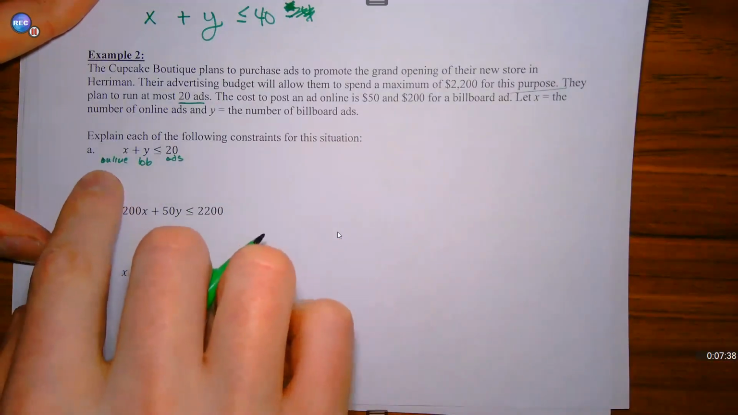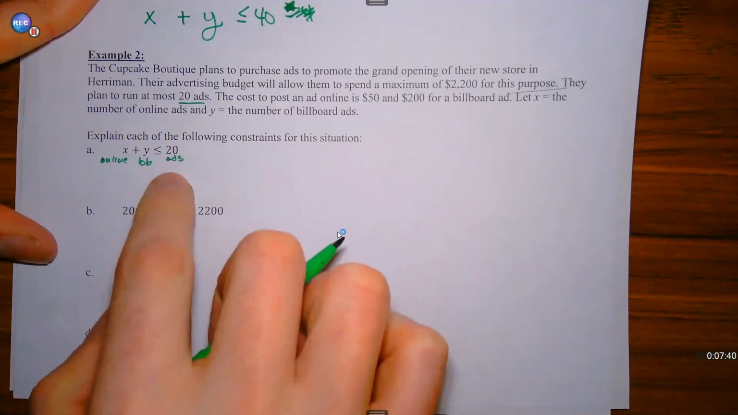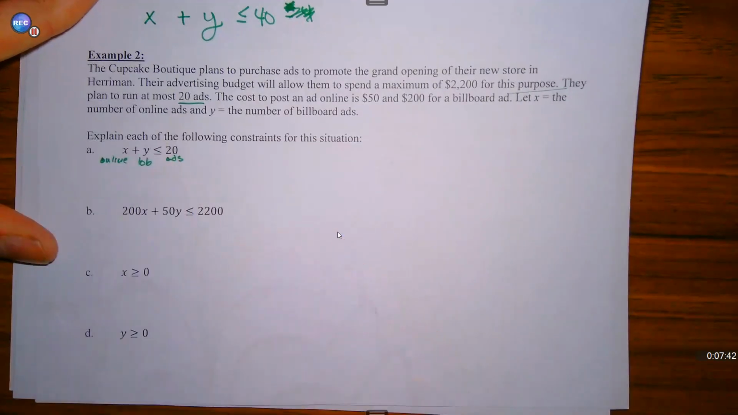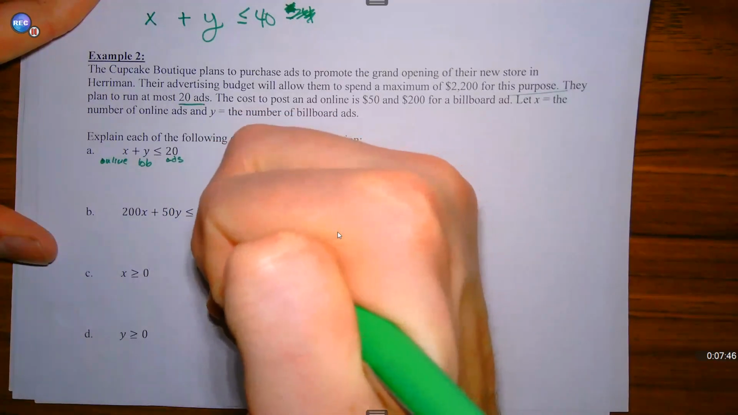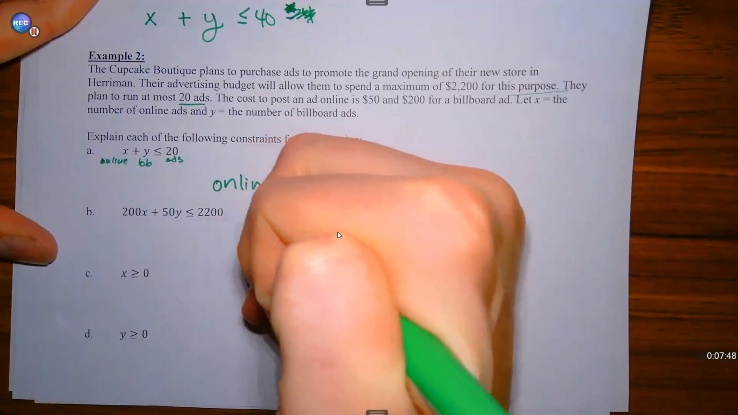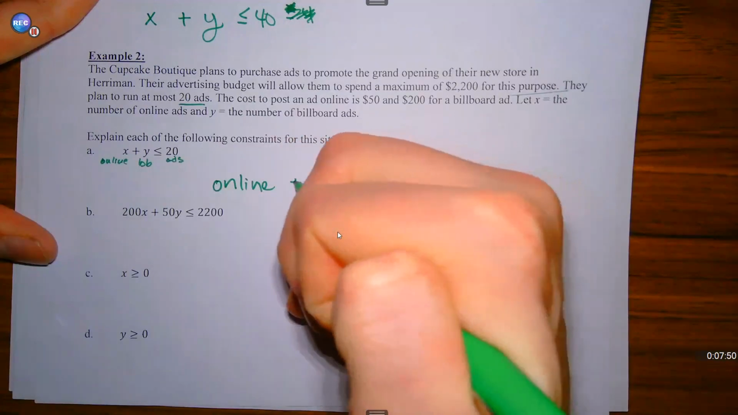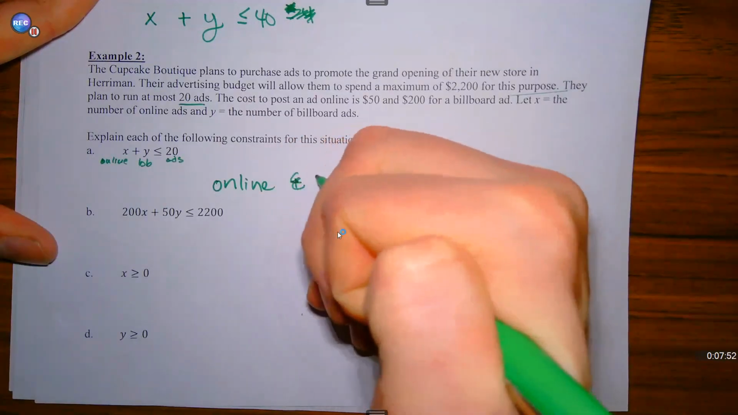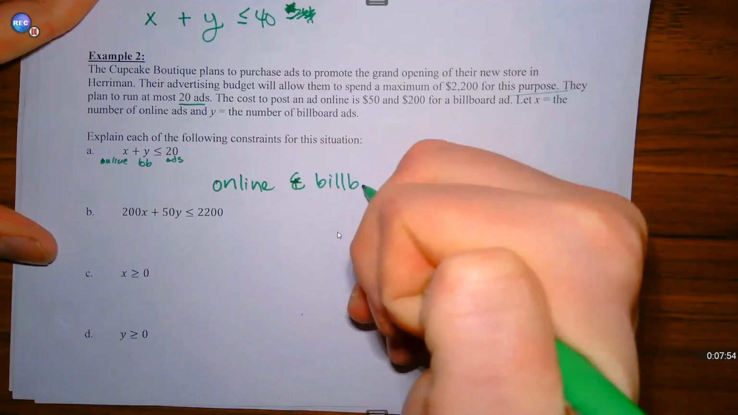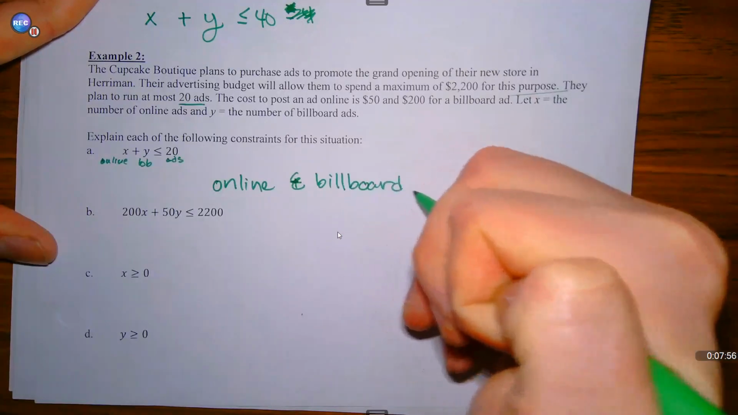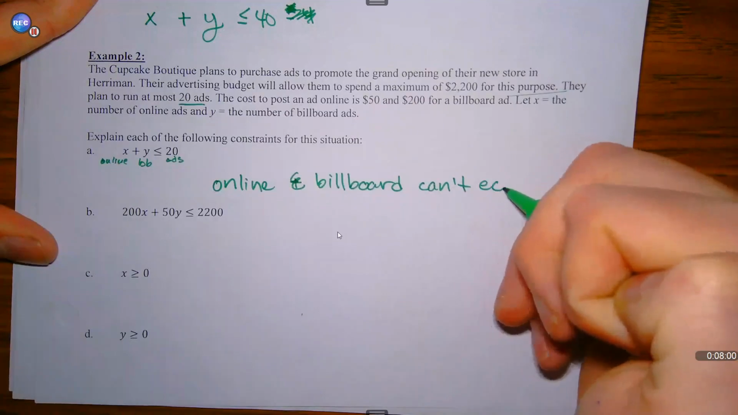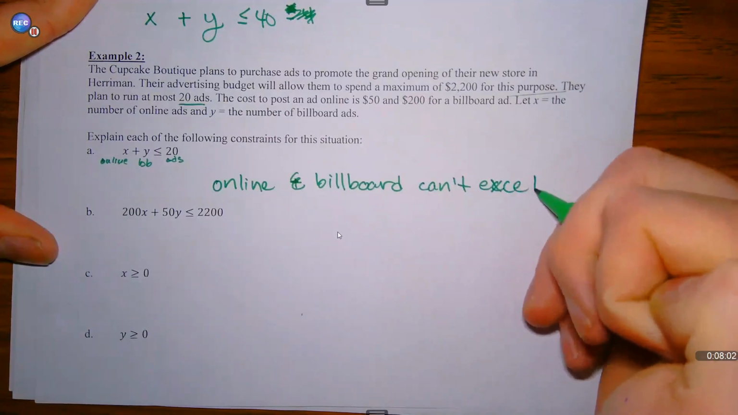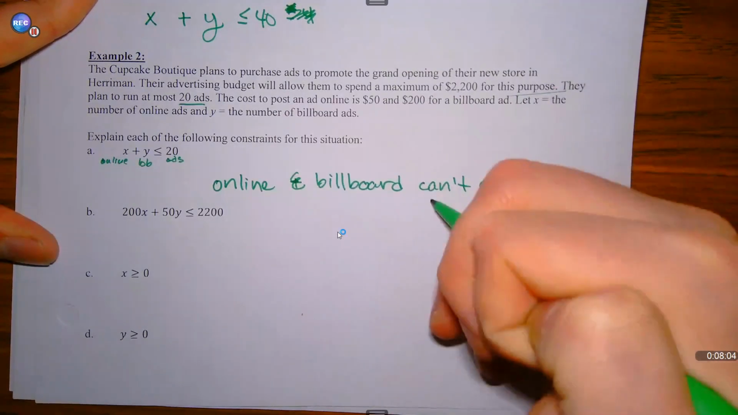Okay, so what is it telling us? Well, we have online ads plus billboard ads should be less than or equal to 20 total ads. Okay, so let's write that out. Online plus billboard ads can't exceed 20 total ads.